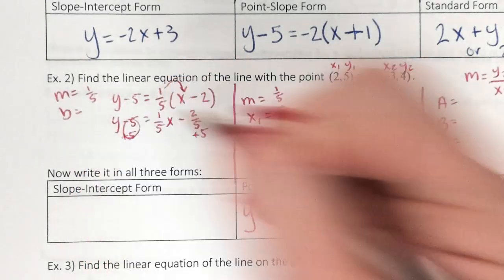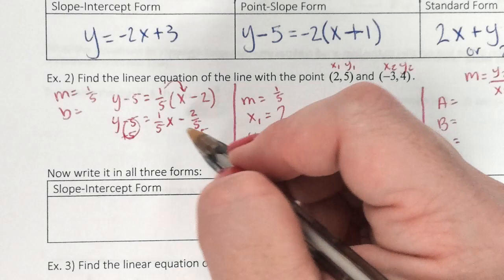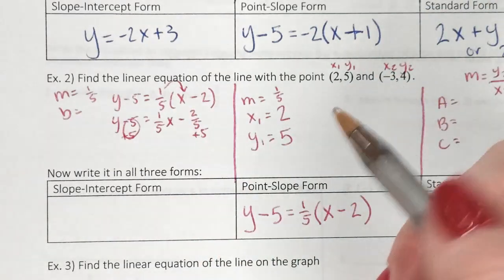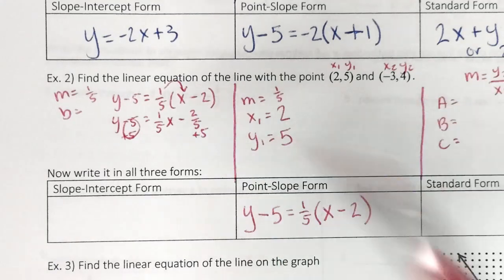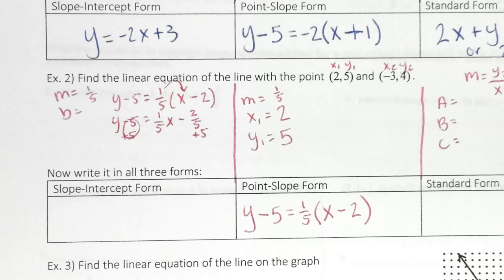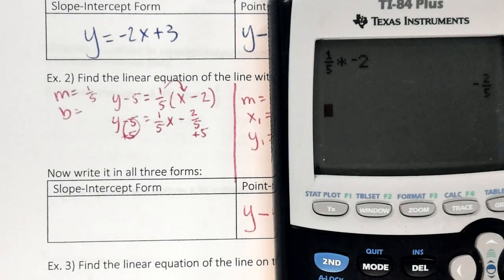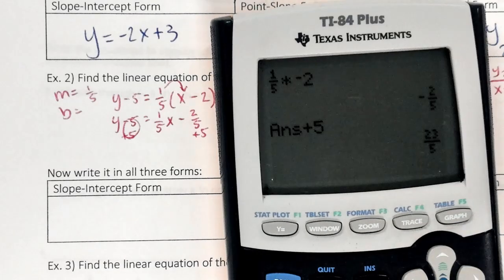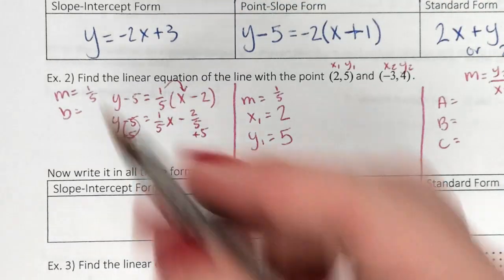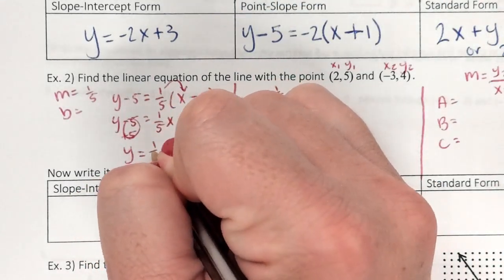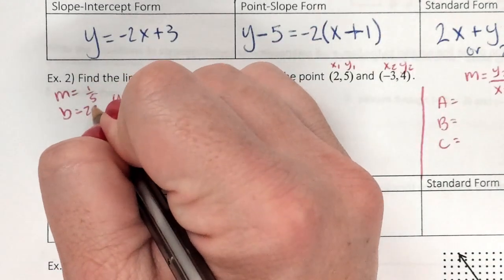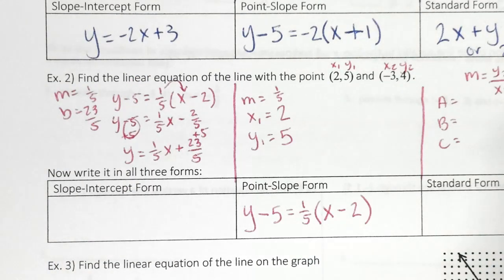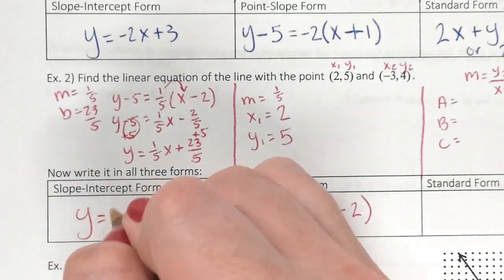Now, do not tell me that that is 7/5 because you're wrong, or 3/5, positive 3/5. Remember, with fractions, they have to have a common denominator. Do these have a common denominator? No. Negative 2/5 plus 5, that's 5 over 1. They don't have a common denominator. So just use your calculator. Negative 2/5 plus 5 is 23/5. Okay? So I have y equals 1/5 x plus 23/5. Doesn't say anything about not being able to have fractions. So there is my equation.